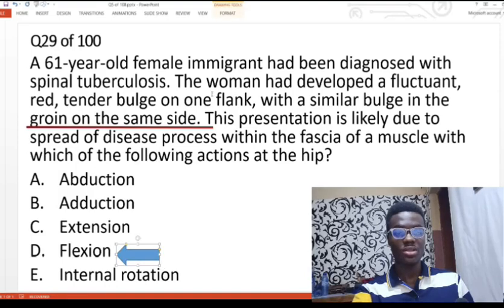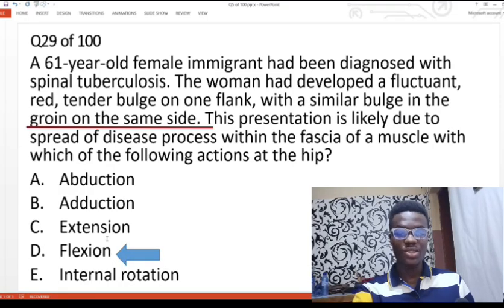Now, abduction. The major muscles that are responsible for abduction are the upper fibers of the gluteus medius and the gluteus minimus, and they are supported by all those small muscles: the quadratus femoris, the obturator internus, superior gemellus, inferior gemellus, and the likes. Adduction is majorly by the adductor muscles, that is the medial compartment of the thigh: the adductor longus, adductor magnus, and the adductor brevis.